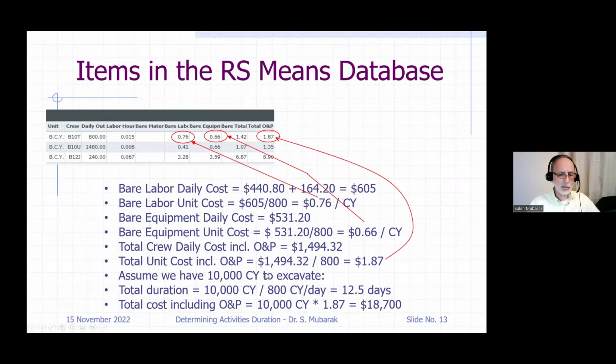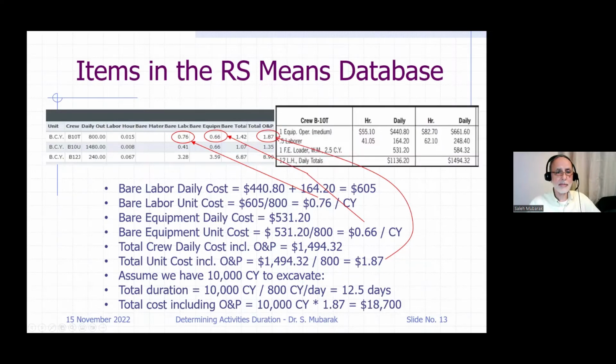All right. But I want you to look at the bottom 2 lines, the total duration, and I assume we have 10,000 cubic yards to excavate in this job. So we divide the total quantity by the production per day, or daily production, which is 800. And we can do this activity in 12.5 days. If you are the contractor, you either put 12 or 13. I would put 13 just in case. And then the total cost, including overhead and profit, the 10,000 cubic yards multiplied by $1.87, which is right here, and that's 18,700. All right.